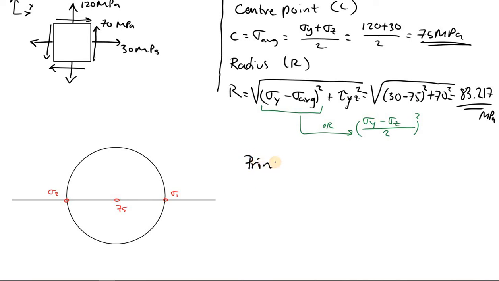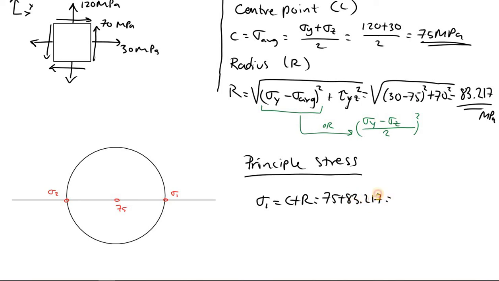We know that our principal stress 1 is just going to be our center point plus the radius. 75 plus 83.217. We get 158.217 megapascals.